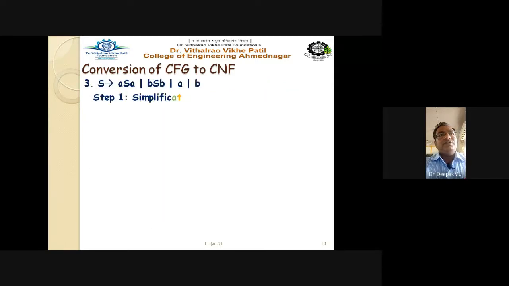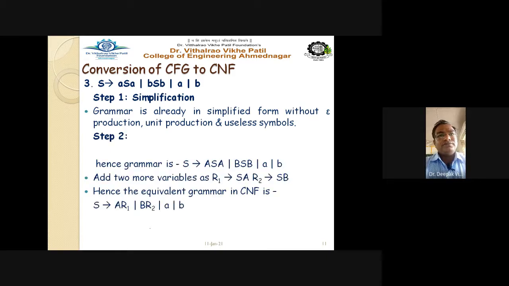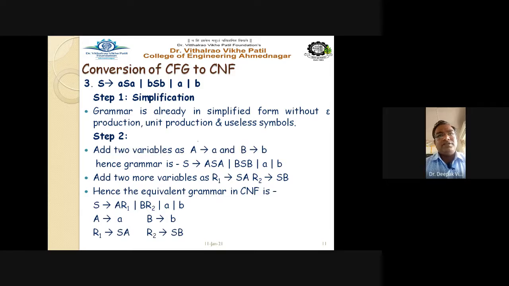See, next grammar. Now here, S gives A S A, B S B, small a and small b. Simplification: it is already in a simplified form, there is no need of any simplification here. So step 2, add two variables as here. A gives small a and B gives small b. Now here A is a new non-terminal, and B is also a new non-terminal we are adding here.